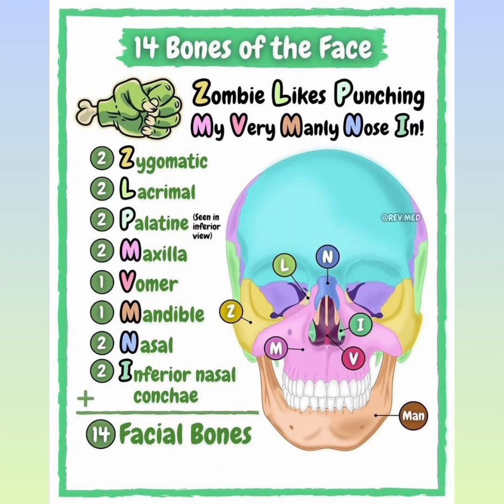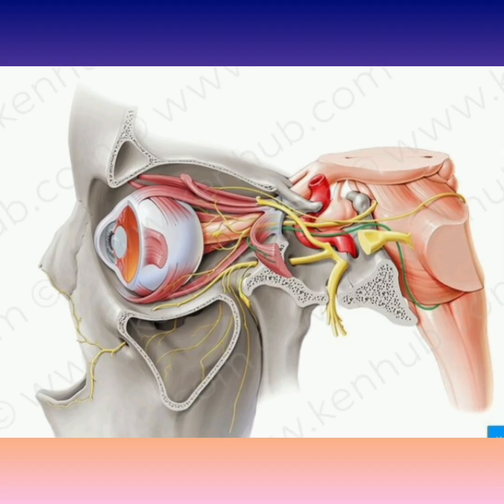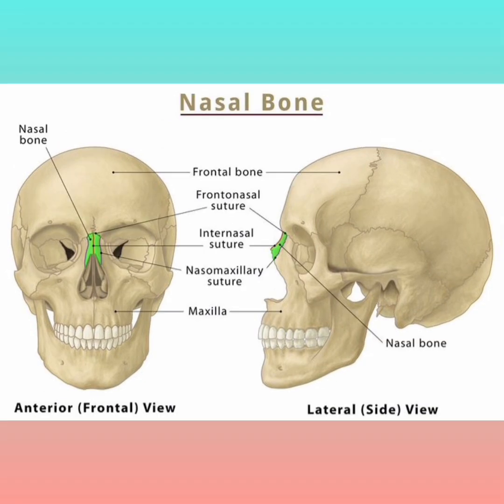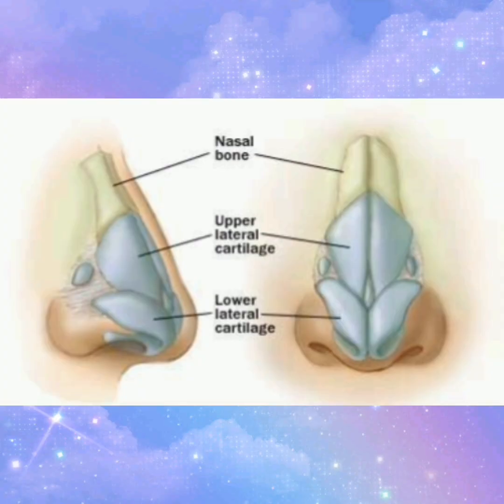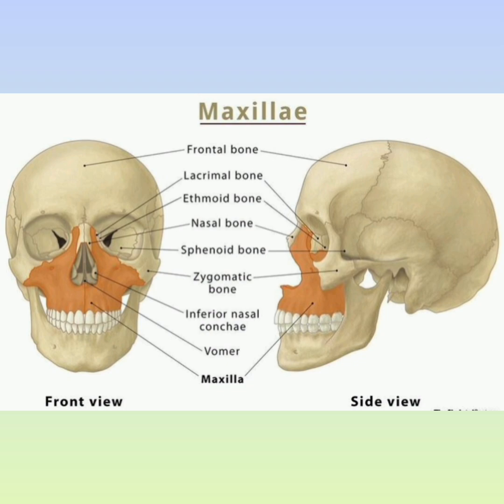These are all your facial bones. This is the orbit of the eye. Inside the orbit, the lacrimal bone is present, and this one is the nasal bone, which forms your nose. And this part is basically made up of cartilage. The cheekbone is the zygomatic. This is the mandible, and this is the maxillae, which forms the upper jaw.